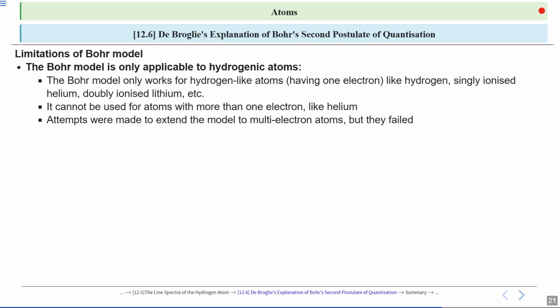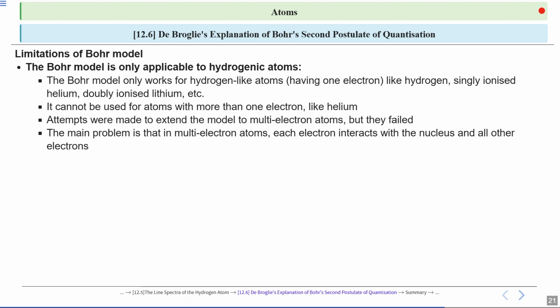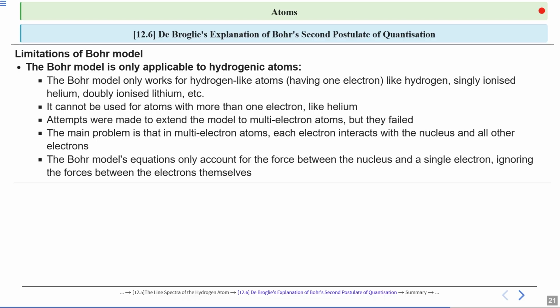Scientists tried to extend the Bohr model to atoms with more than one electron, but these attempts were not successful. The model simply couldn't handle the extra complexity introduced by additional electrons. The main issue is that in multi-electron atoms, each electron feels forces not just from the nucleus, but also from all the other electrons. This makes the system much more complicated, and the simple Bohr model can't account for these interactions. To sum up, the Bohr model's equation only considers the force between the nucleus and a single electron, ignoring the force between the electrons themselves. This is why the model fails for atoms with more than one electron.